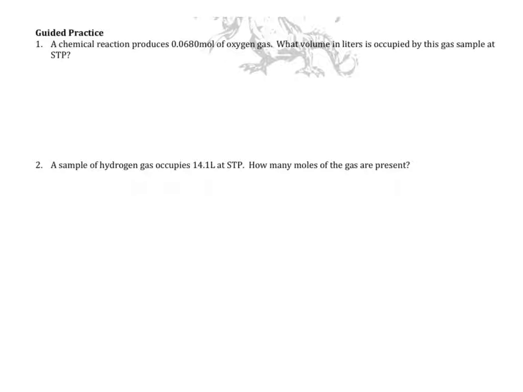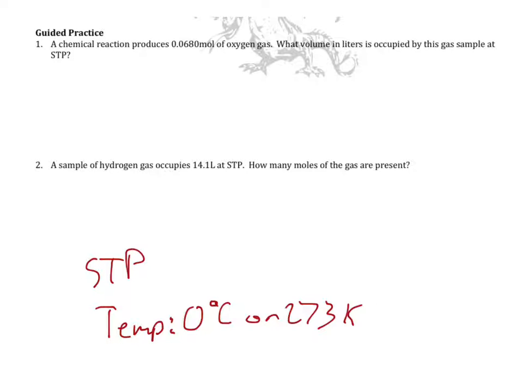So let's go ahead and do these practice problems. Something to keep in mind is that if we are at standard temperature and pressure, and just a quick reminder, standard temperature is 0 degrees Celsius or 273 Kelvin, and standard pressure is 1 atmosphere of pressure. If we are at standard temperature and pressure, we can convert volume to moles.